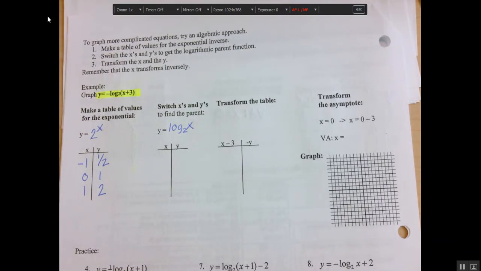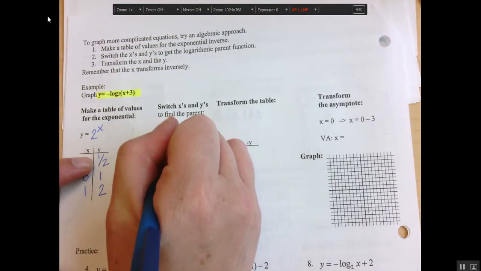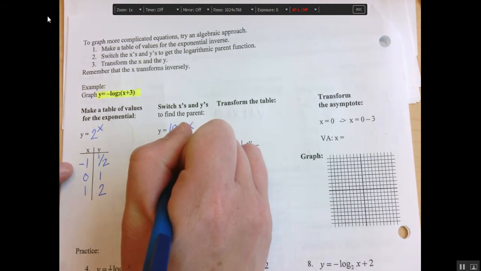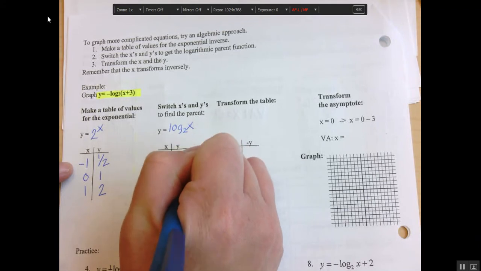And then just like on the last page, we're going to switch the x's and the y's to do the logarithm. So now the x's are 1/2, 1, 2. And the y's are -1, 0, 1.